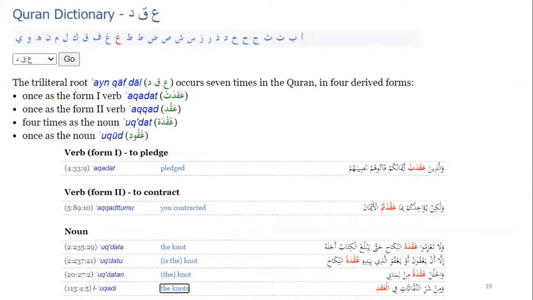And the word uqad has the root letters ayn, qaf, and dal, and here it's being used as a noun. It occurs 7 times in the Quran in 4 derived forms. The first one is as a verb in form 1, aqadat. The second is as a form 2 verb. You may recall the form 2 verb is of the form fa'ala. So this is aqad, and qaf has tajdeed on it. Then 4 times as a noun, uqdat, and once as a noun, uqud. So here it's being used as the noun, which means the knots.